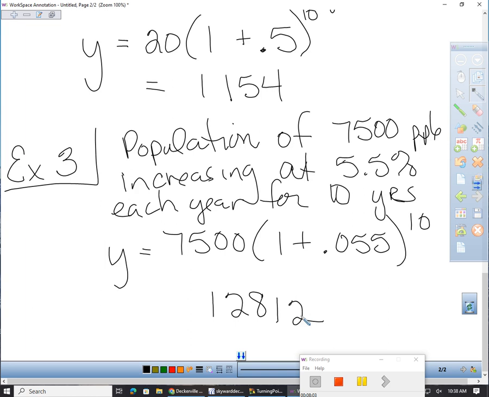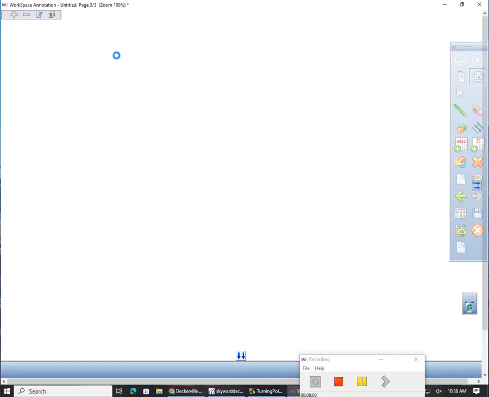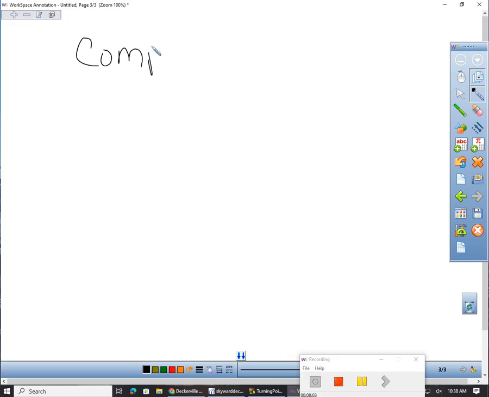Again, questions? Okay? Next section, we've got to change this equation just a little bit more for what we need next. We're going to talk about compound interest.